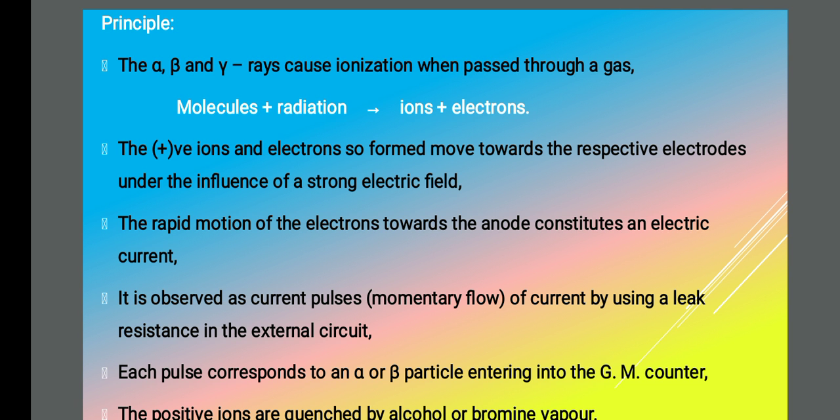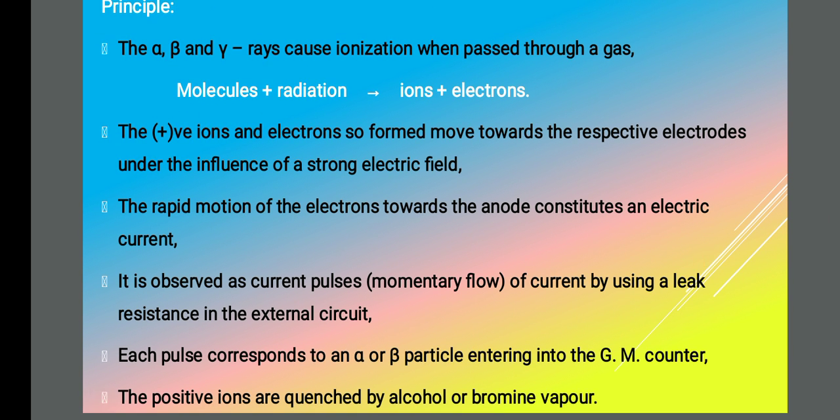I'll repeat. Normally, alpha, beta as well as gamma radiation will ionize the gas through which they pass. So if you take the molecules and pass radiation over them, the molecules will be converted into ions, that is positive ions plus electrons, and these positive ions and electrons formed will move towards the respective electrodes. So a positive ion moves towards the negative electrode, and an electron moves towards the positive electrode. So they move to the respective electrodes under the influence of a strong electrical field.